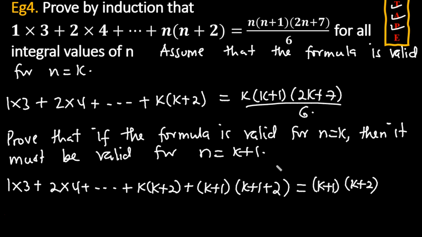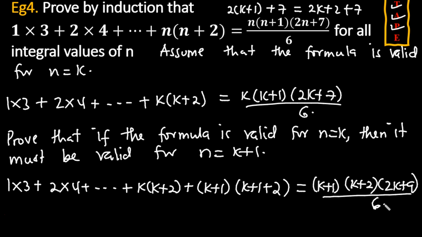So when I get k plus 1 and I substitute it here, I'm going to have 2 into k plus 1, then plus 7. So this gives us 2k, then plus 2 plus 7. But 2 plus 7, that is 9. So we have 2k plus 9, everything divided by 6.